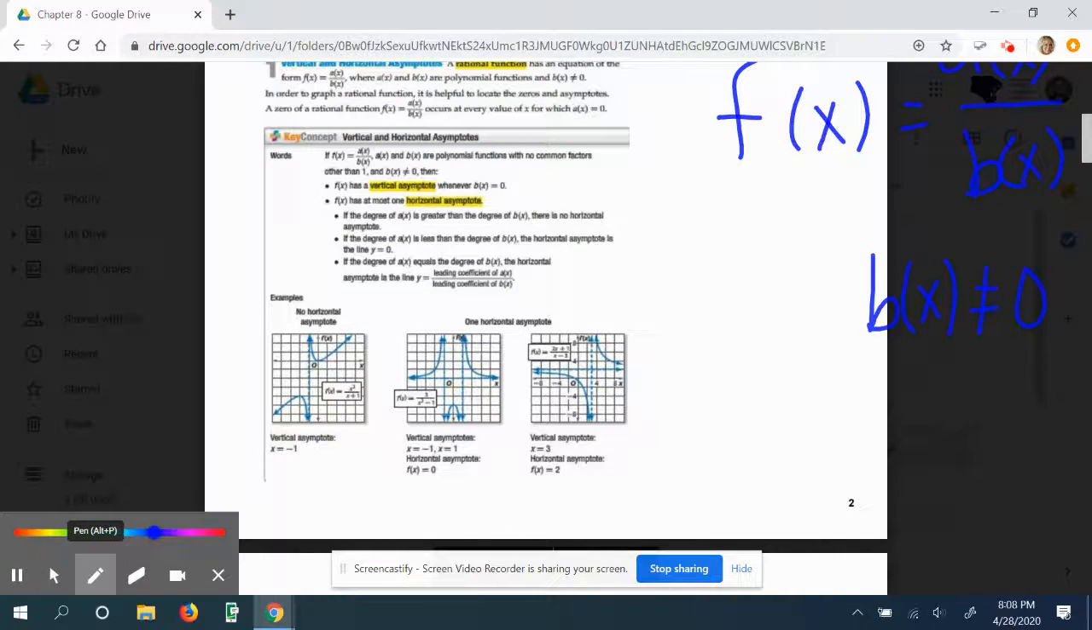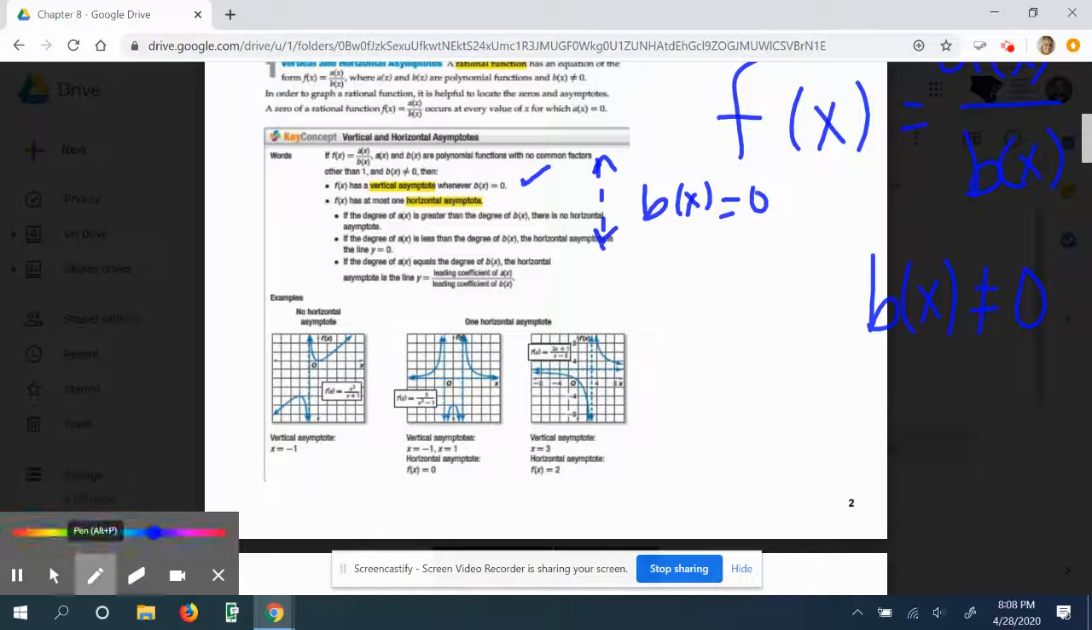a of x and b of x are polynomial functions with no common factors. So we would have had to divide out all of our factors as possible, right? And the bottom obviously can't be 0. All right, f of x has a vertical asymptote whenever b of x equals 0. So whenever the bottom is equal to 0, that's our vertical asymptote, the up and down one. So that would be this one right here, when b of x equals 0.